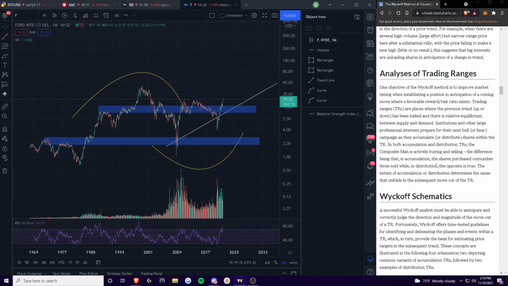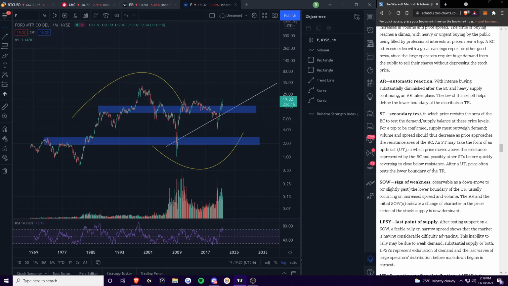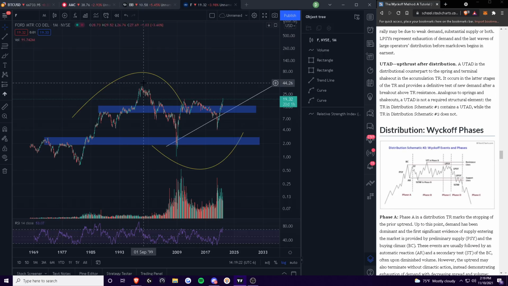Just a reminder on that distribution schematic if you want to see. It could be like this. Maybe an upthrust in phase B. Last point of supply. I don't know, this higher high is pretty strong.